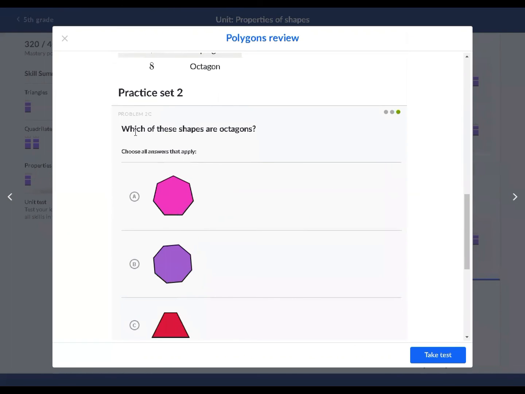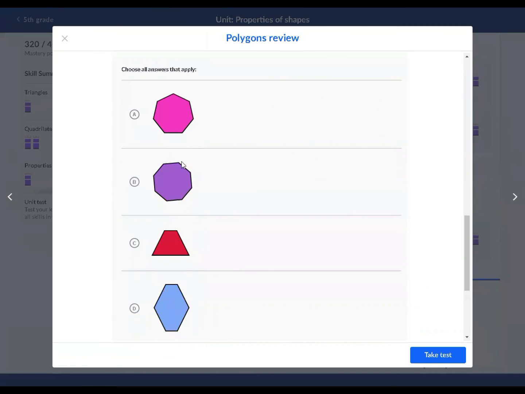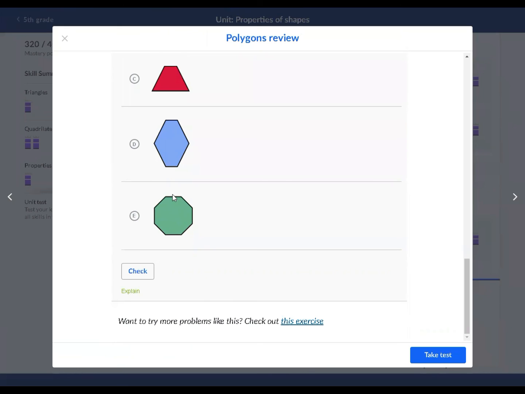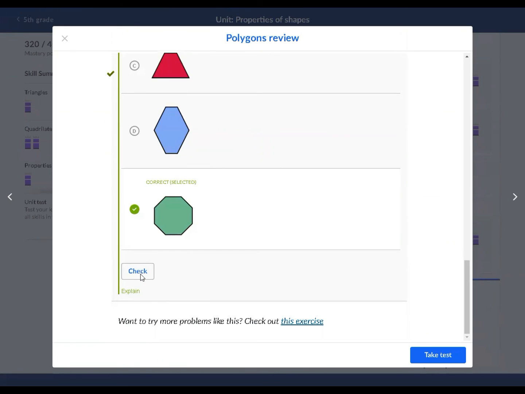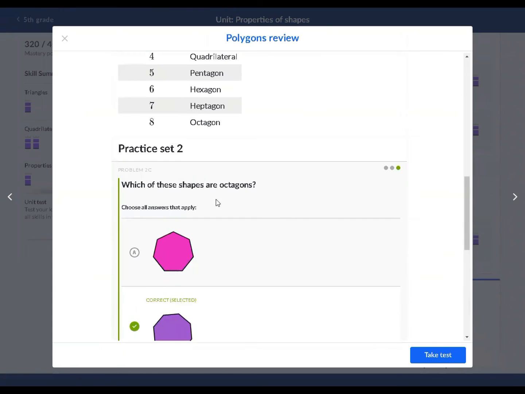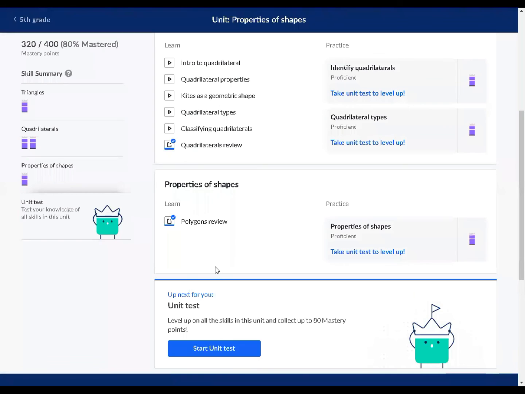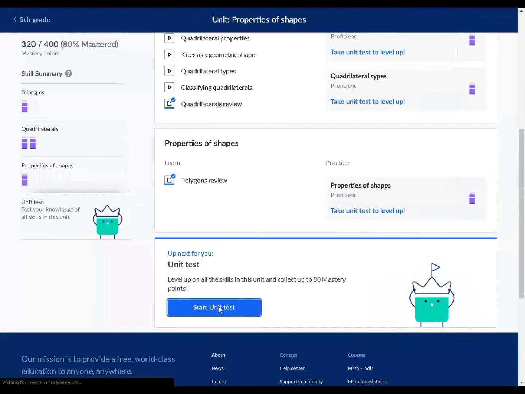So which of these shapes are octagons? Means which of these shapes have 8 sides? 1, 2, 3, 4, 5, 6, 7. Only 7. 1, 2, 3, 4, 5, 6, 7, 8. Only 4. 1, 2, 3, 4, 5. Only 5. And this is also an octagon. Yeah, we got it correct. So I guess that we are done with these 2 articles. So let's go to our unit test.